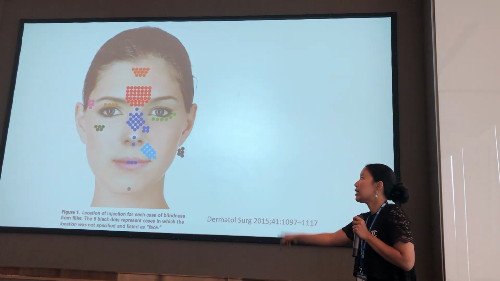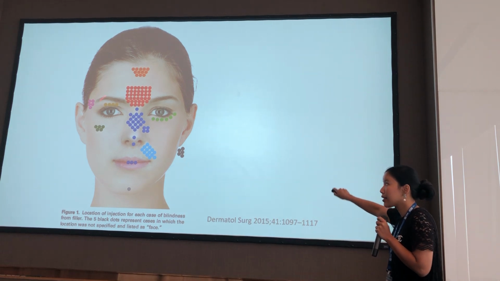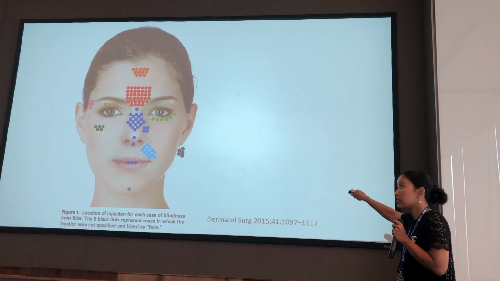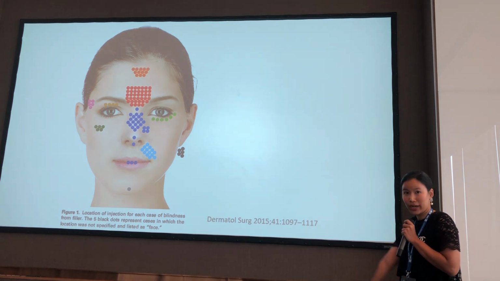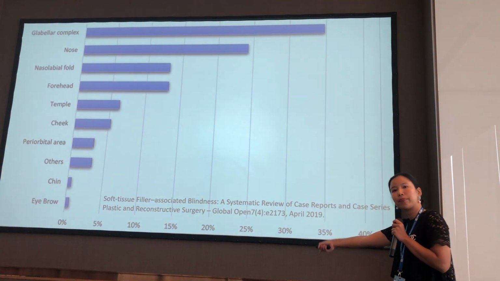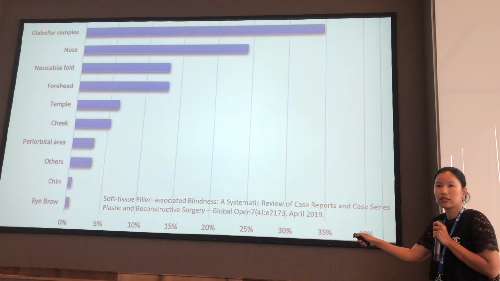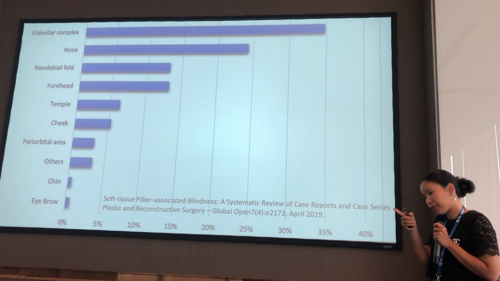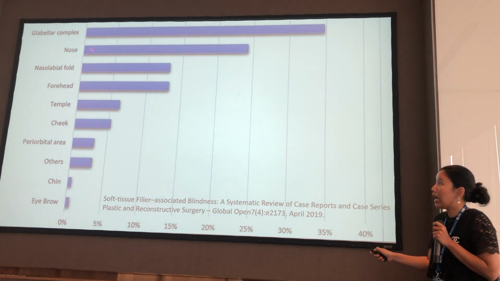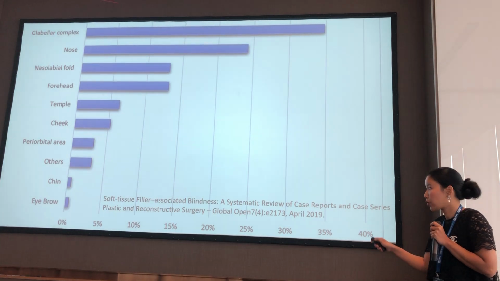And next, this one has been published in 2015. We can also see that although it's a different study, the pattern is quite the same, right? And the majority is around here, right? And this one has been published this year. You can see that the maximum for blindness is in the glabellar complex, nose, and equally the nasolabial area and forehead. And if you stick to the boundaries of the forehead I mentioned earlier, the glabellar complex, some part of it is a part of the forehead. So what we can imply is that the forehead, glabellar area, and the nose are very dangerous areas.